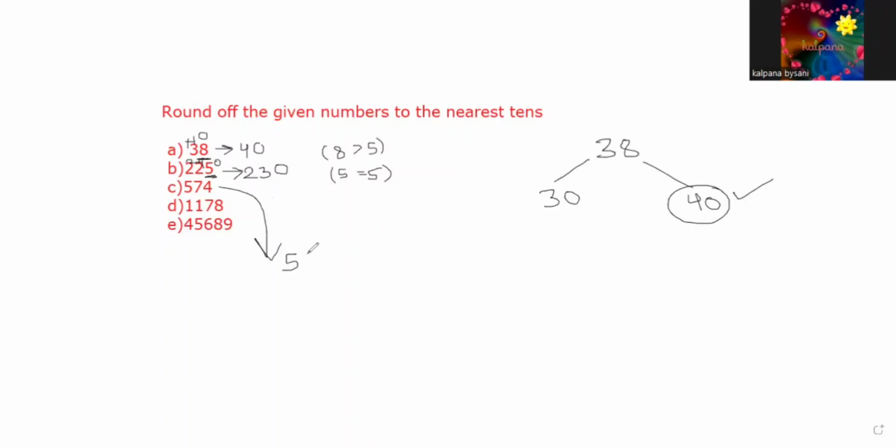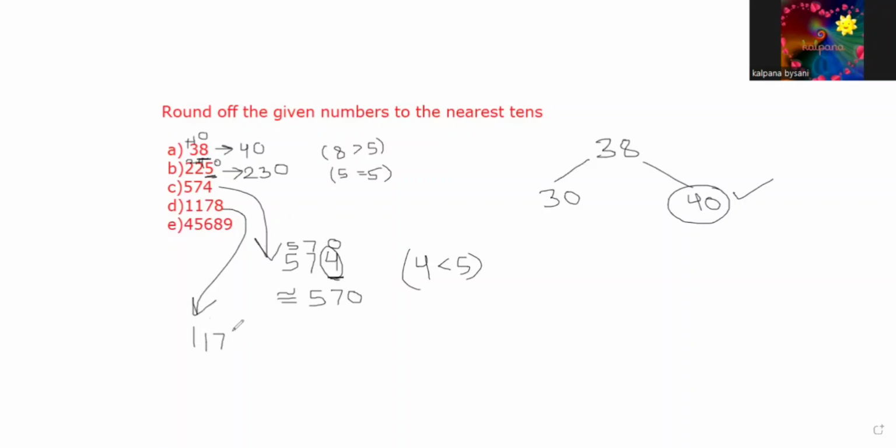Now coming to 574. I'll write here as the space is not there. Check the ones place and make the ones place blindly 0, that is the first step. After that, the ones place is less than 5, yes or no? So the tens place will be as it is, as well as the hundreds place will be as it is. So the nearest 10 to 574 is 570.